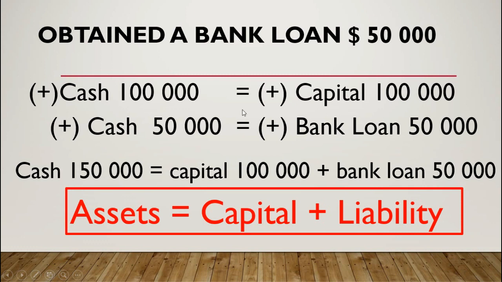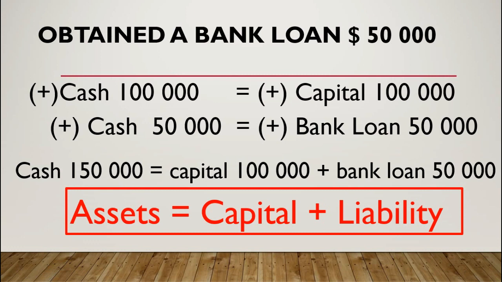So from the previous transaction, we have 100,000 cash is equal to 100,000 capital. So when the business takes a loan, the owner will go to a bank. When the loan is approved, he will receive cash worth 50,000. So $50,000 worth of cash is coming into the business. So cash is increasing, and in this case cash is an asset. Asset will also increase. At the same time, the business has an obligation towards the bank to pay back that 50,000.